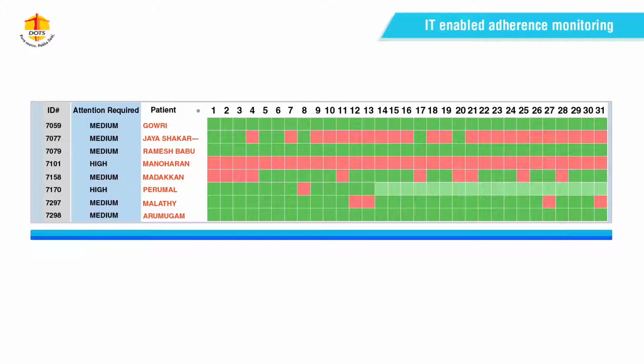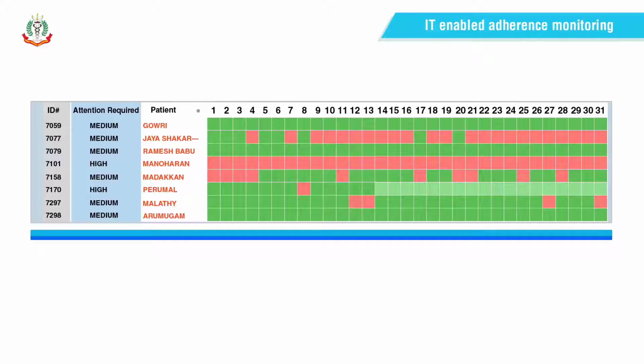This helps the supervisors and the systems to identify patients who have a higher risk of discontinuing treatment, and home visits could be planned accordingly to find out the reason why the patient is irregular on treatment, or why is he not making phone calls, or whether he is really taking the tablets or not, and what are the reasons for missing the tablets, so that it could be appropriately managed.